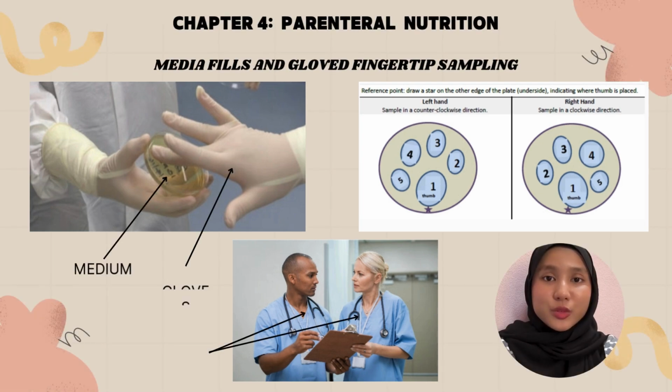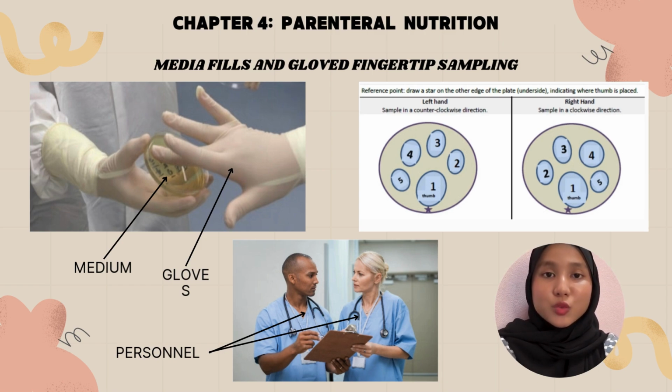Media fill tests ensure that aseptic techniques are followed and the environment remains contamination-free. Personnel will undergo glove fingertip sampling to verify proper hand hygiene and sterile technique to maintain patient safety. Besides that, mandatory double-checking by at least 2 personnel is performed at all production steps. Verified worksheets and counter-checked labels ensure the correct TPN formulation is delivered to the right patient safely.